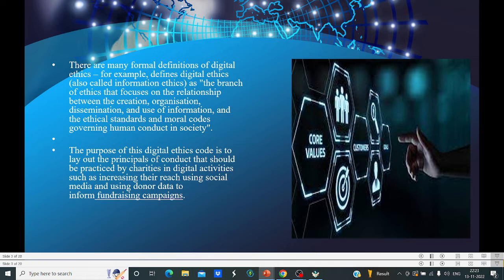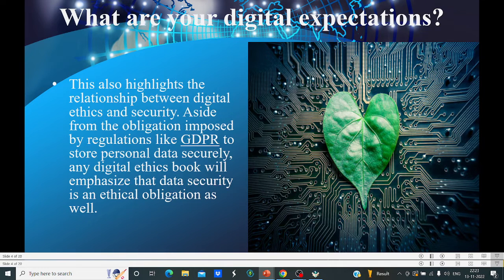For example, digital activities such as increasing our reach on social media and using donor data to inform a fundraising campaign. Fundraising is the seeking of financial support for a charity cause or other enterprises. What are we expecting from digital media? What are the digital expectations? There are the following highlights.